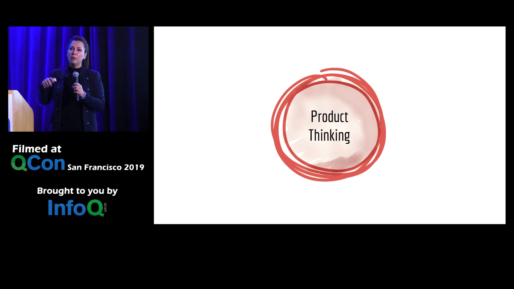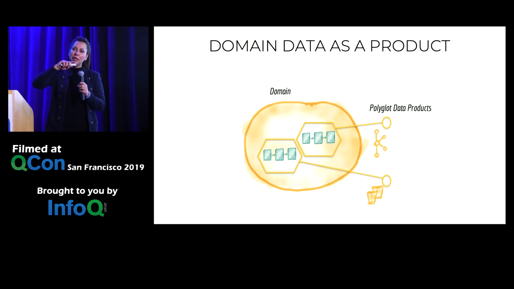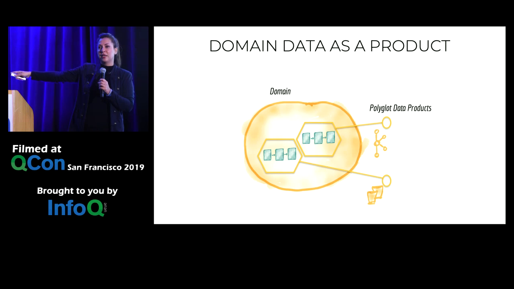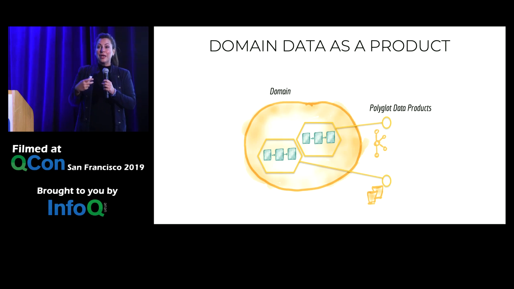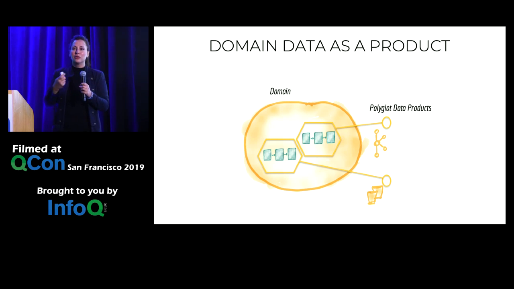So why don't we apply product thinking to really delight the experience of that data scientist and remove that 80, 90% waste? So what does that mean? That means each of these domains that we talk about, like the claims domain, the historical analytical data for it becomes a product. Yes, it has multiple shapes. It's a polyglot data set.